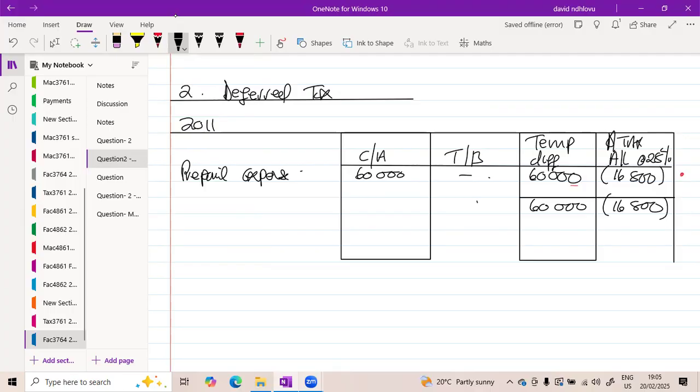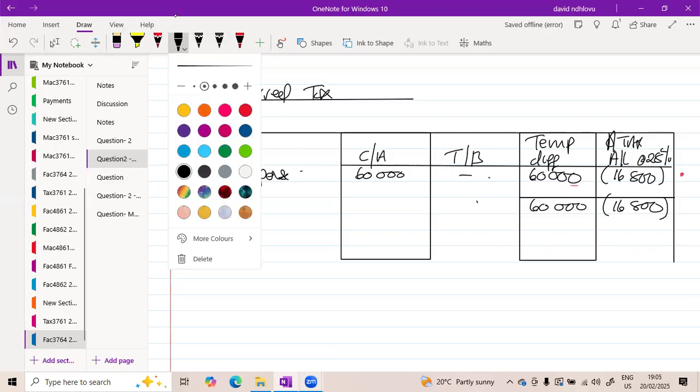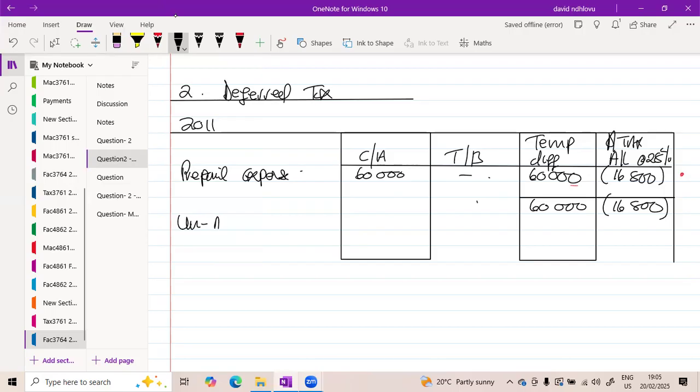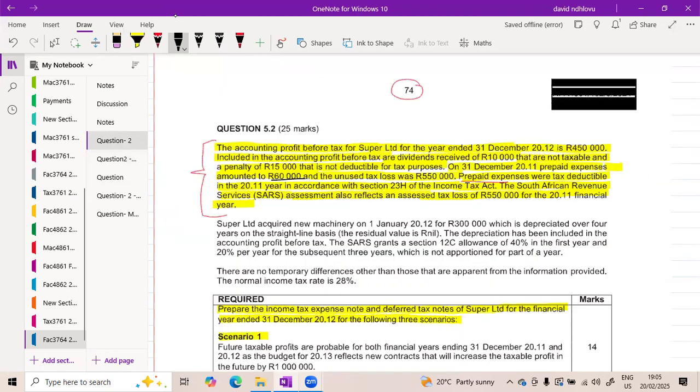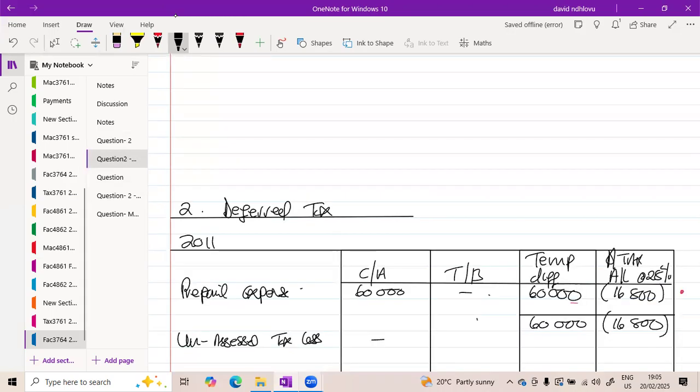Now, that amount that SARS is owing us is only recognized by taxation. It's only in the books of SARS. So therefore, you have to bring in an assessed tax loss here. Remember, we are taking it from the books of SARS. The amount we were told in the question is 550,000. This is the unused tax loss at the end of 2011. So we then have an amount of 550,000 here.